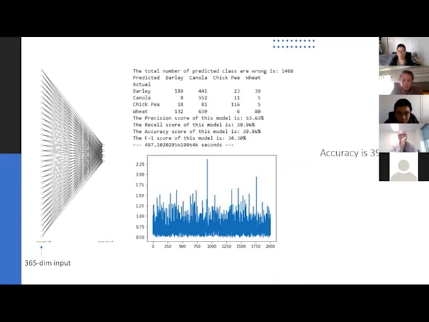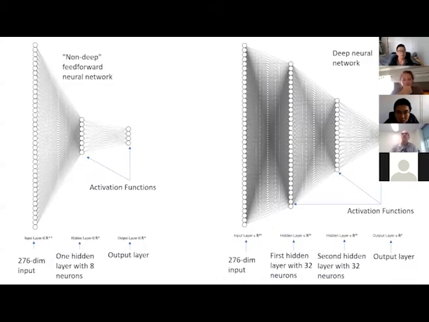So I tried 2 other machine learning approaches. The first one is neural network. There are 2 types of neural network. The left one is a non-deep feed-forward neural network, only 1 hidden layer. Another one is a deep neural network with multiple hidden layers. So I tried both.